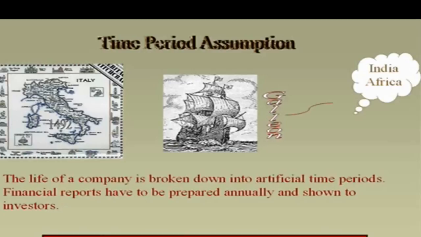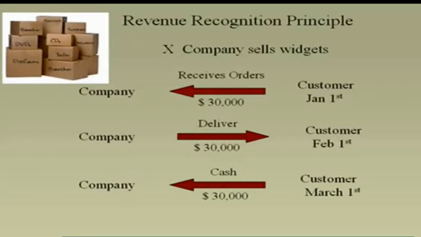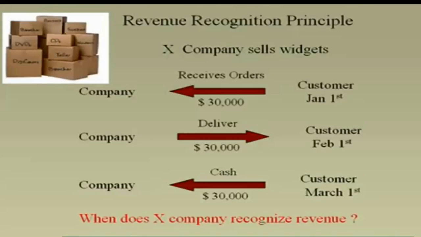Now, let's move on to revenue recognition. I want you to look at this diagram for a minute. Company X sells, let's do a makeup product, call it widgets. As shown in the slide, they receive an order for 30,000 worth of widgets on January 1st. They deliver the widgets to the customer on February 1st. They get cash on March 1st. Let me ask you a question. When do they recognize revenue? Is it January 1st when they got the order? Is it February 1st when they delivered the items? Or is it March 1st when they received the cash? What do you think? Think about this for a couple of minutes.